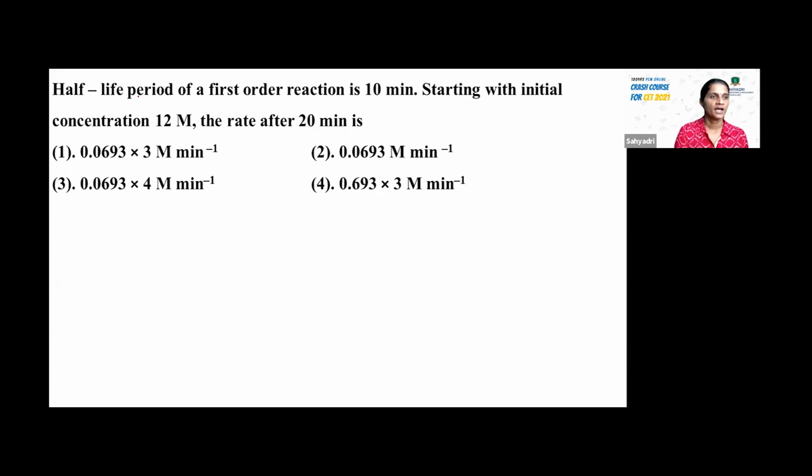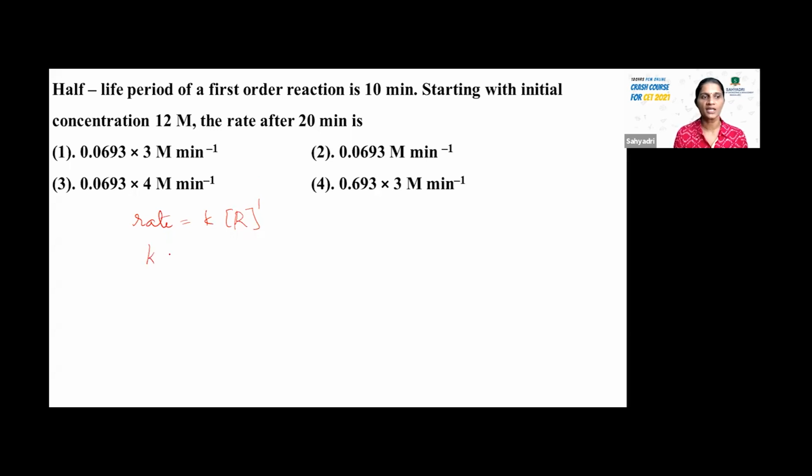Yes, we will solve. Half-life of a first order reaction is 10 minutes. Rate after 20 minutes is asked. First, you write, rate is asked. So rate of any reaction is equal to rate constant into concentration of the reactant at that particular instant. Rate R equals K into the reactant concentration raised to the power n, starting with first order reaction, so it is reactant raised to the power one.